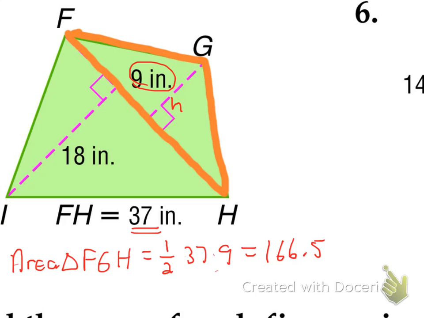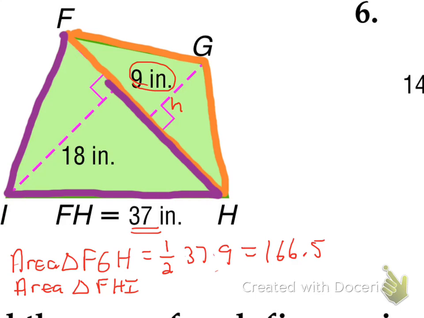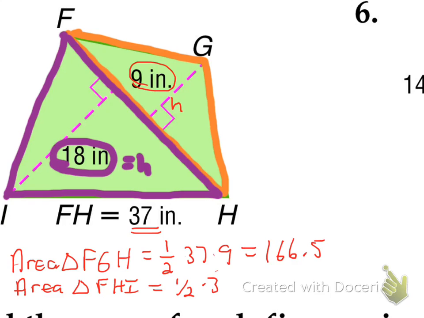Okay, the area of the other triangle, the area of triangle FHI. We'll outline him in a different color. Let's go with purple. Okay, here is that triangle now. And it has a height. Its height is the 18. It's a height because it's measuring the distance from vertex I to the opposite side, FH. And that's great because we have the length of FH. So the area of this triangle is 1/2 of its base, which is also FH, is 37, times its height, which is 18.